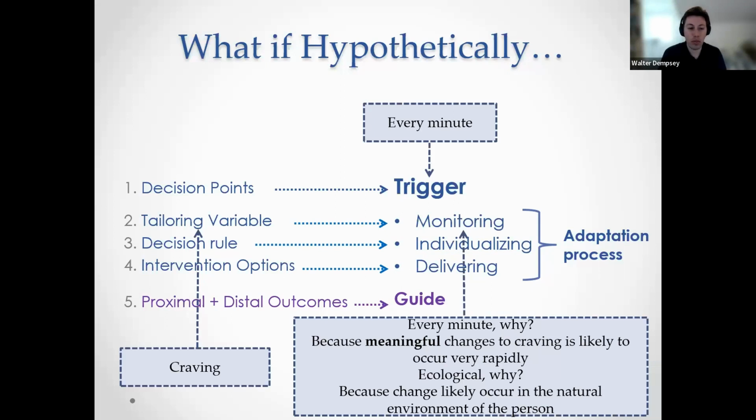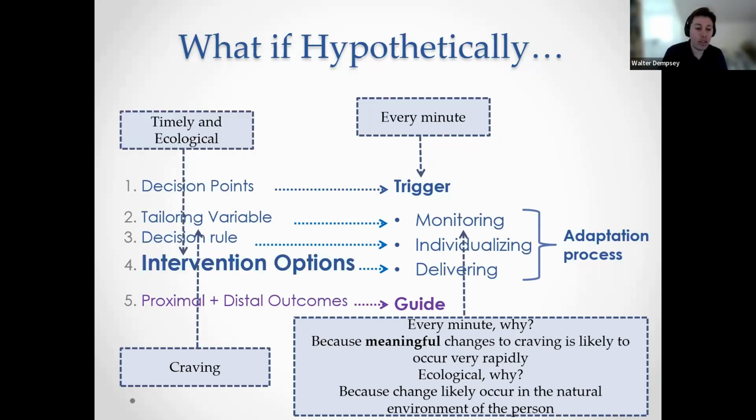So this motivates the need for decision points to trigger, in this hypothetical example, every minute or every 5 minutes, at a very rapid time scale. It also means that our intervention options need to be timely and ecological. I can't have an intervention option anymore in this particular example that requires the person, multiple times a day, to come to the clinic. I have to think about intervention options that can be deployed in real time and in their natural environment.